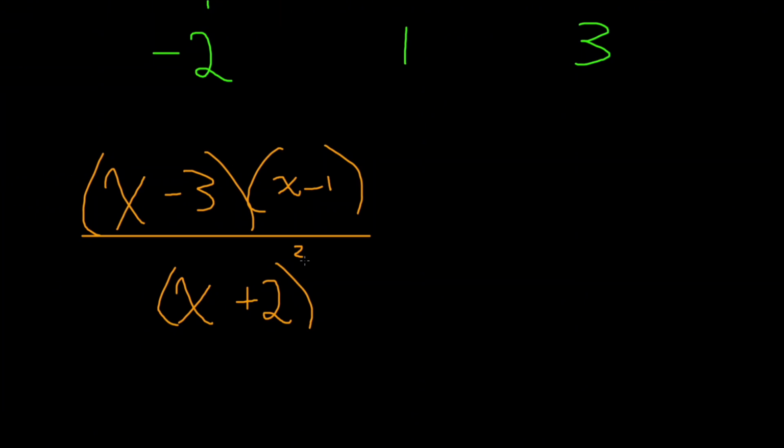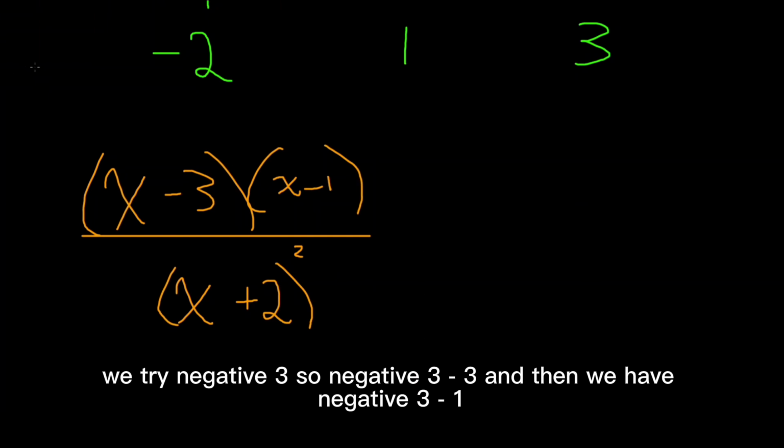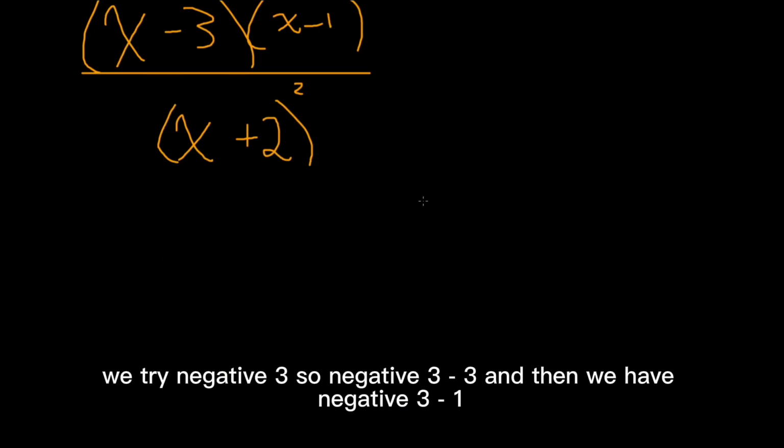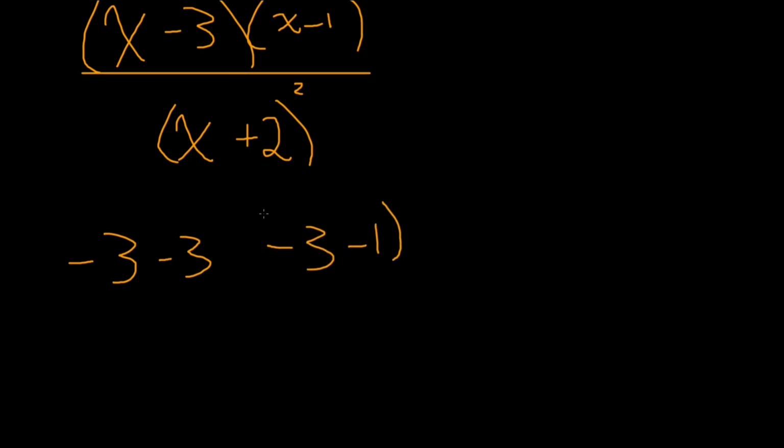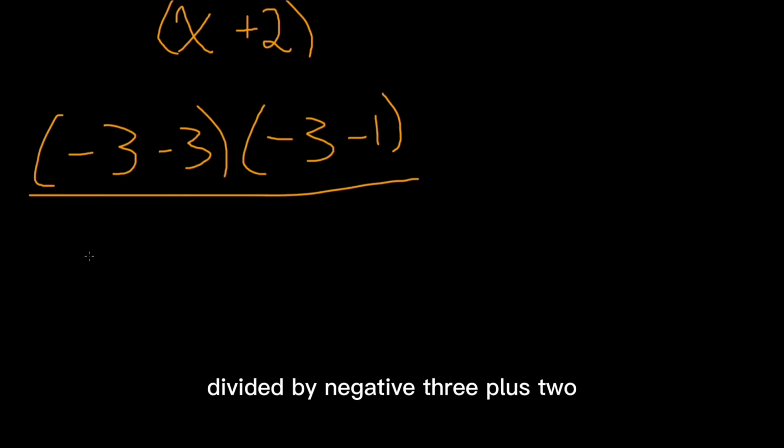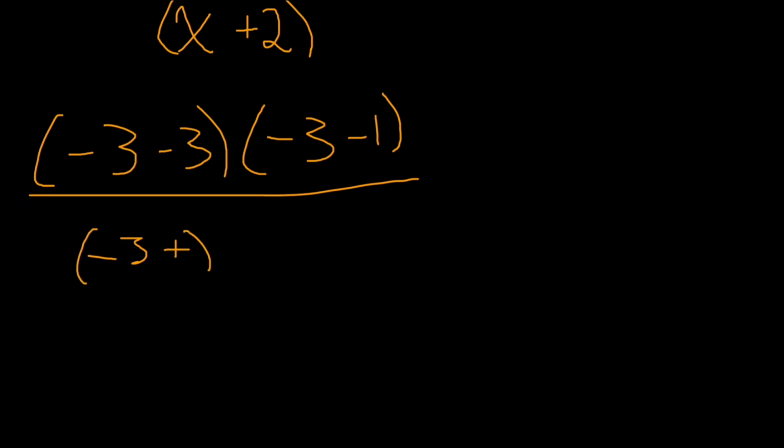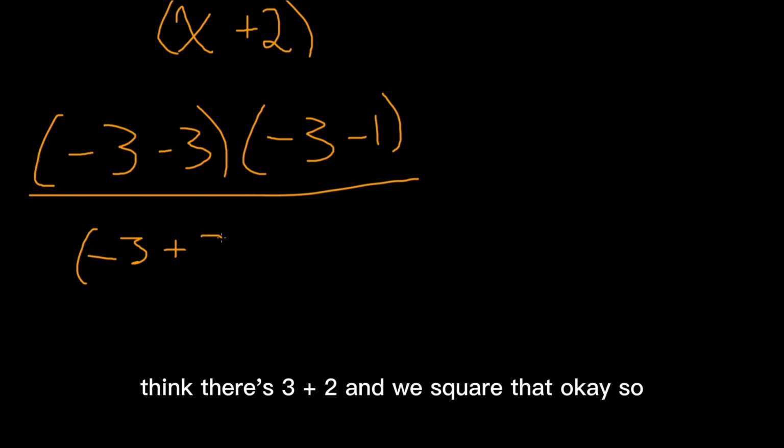So we try negative 3. So negative 3 minus 3, and then we have negative 3 minus 1 divided by negative 3 plus 2, and we square that.